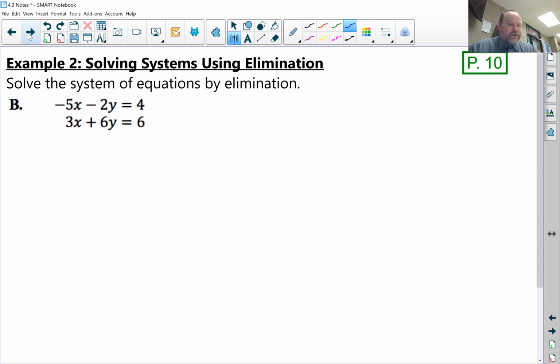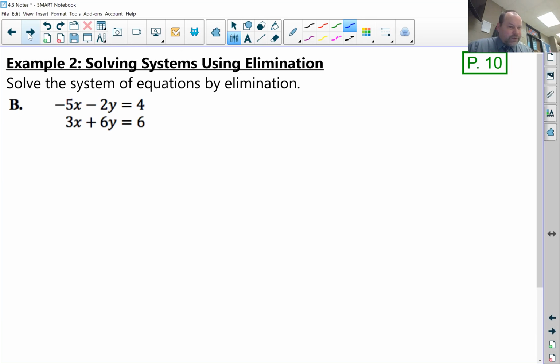All right, the next example, example 2b, negative 5x minus 2y equals 4. 3x plus 6y equals 6. Again, I don't have exactly opposites. I have opposite signs on both my x's and my y's, but I don't have coefficients that are exactly opposites.